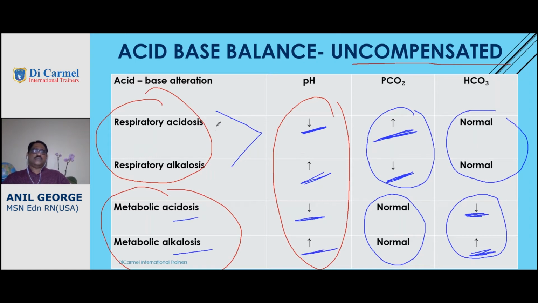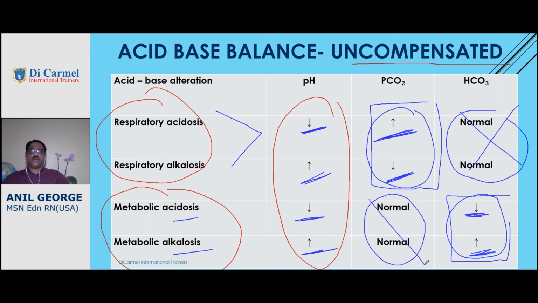Again, with the metabolic, we talk about the primary change happening with the bicarb value, right? Whereas with the respiratory, we talk about the changes in the CO2 value as the primary mechanism, and we consider the bicarb to be normal in case of respiratory, and PCO2 to be normal in case of metabolic. All right, I hope it's clear so far.